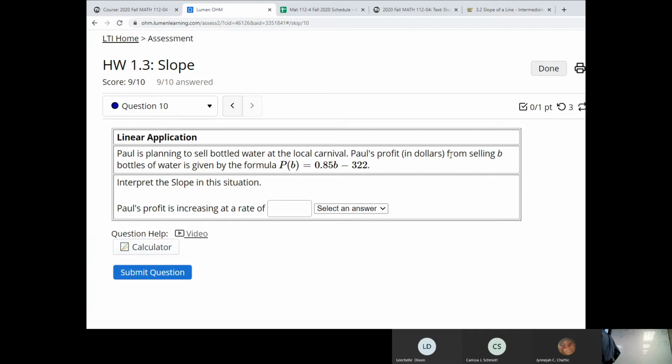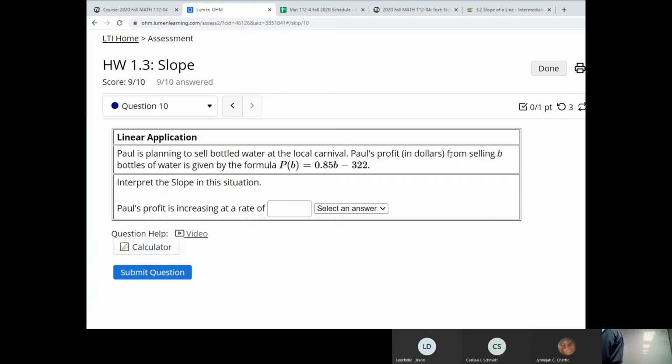How do I know it's profit? Because they say profit is represented by the formula, and they give it a convenient name, P. They could have called it F. The name they give the function is the choice of the mathematician. We give it the name P because we're thinking that means profit. Same thing with B. Didn't have to make that B, could have called it X. It's just representing the number of bottles, B, bottles of water.